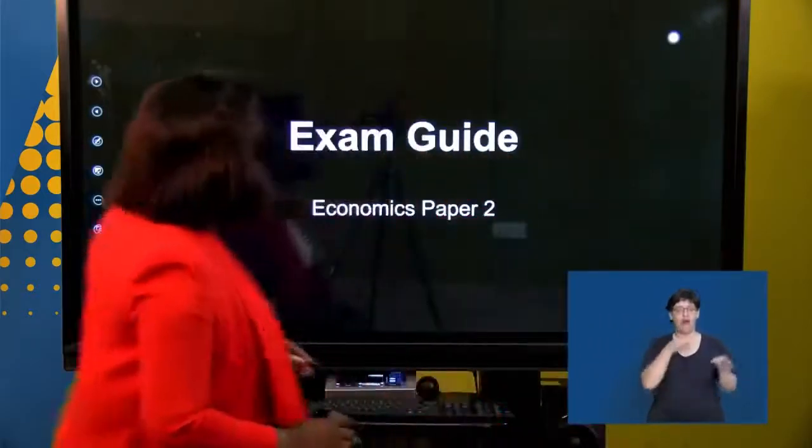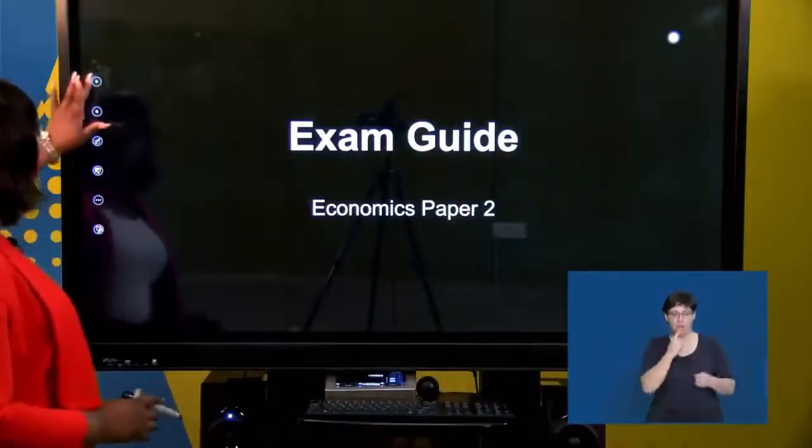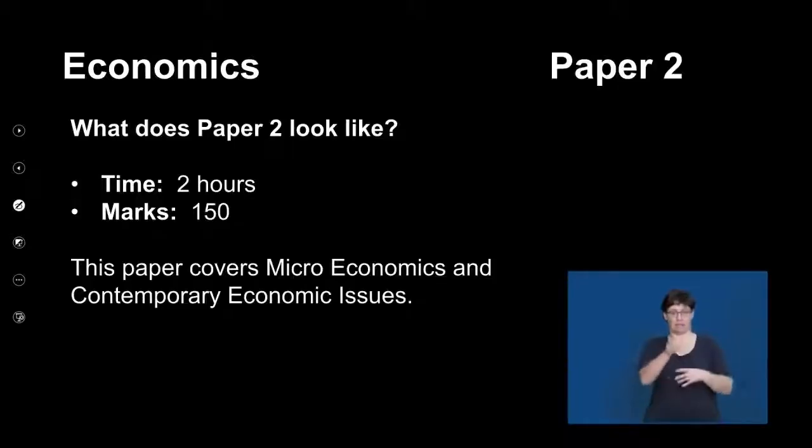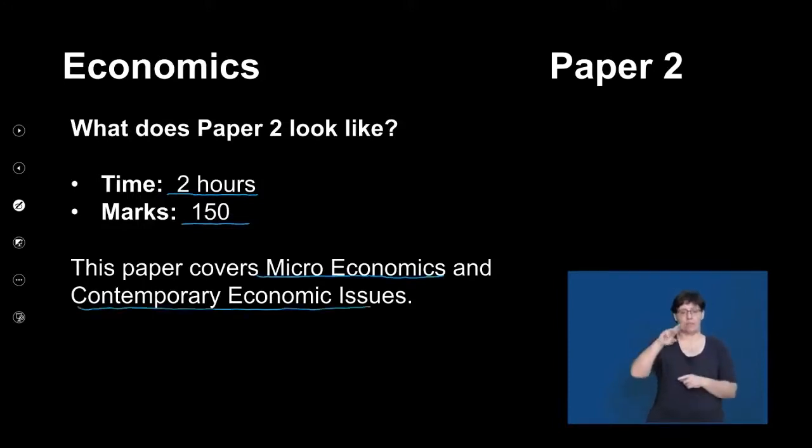Thanks, Looney. Welcome, boys and girls, to another segment where I'm going to be assisting you on how to tackle Paper 2. Paper 2, just like Paper 1, is a 2-hour paper, 150 marks. And it's got the following modules: we've got our microeconomics, and then we've got our contemporary economic issues.